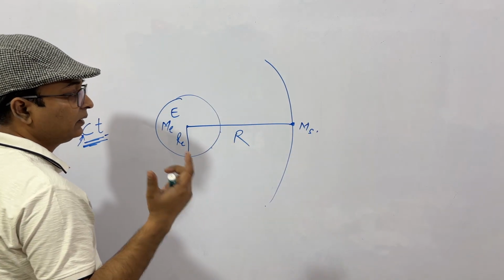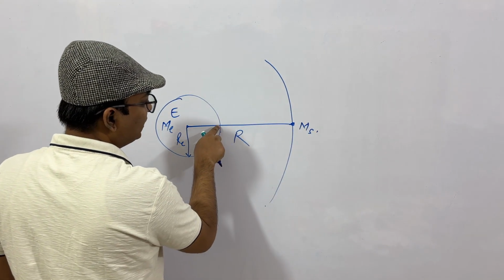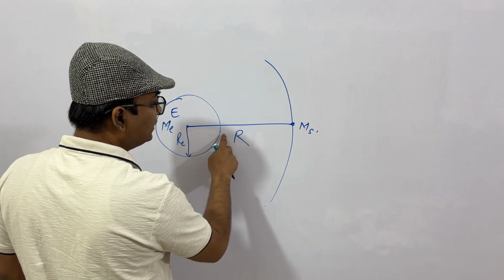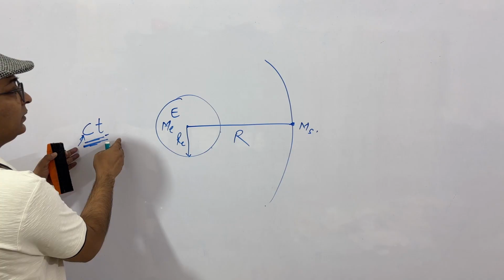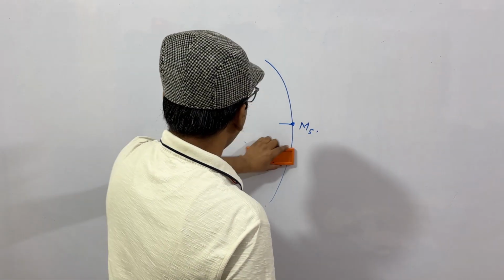So what we'll do? We'll find the total energy here. We'll find what will be the total energy when it reaches the surface of Earth. This energy minus this energy will be this c into t. Okay, this is the concept. Let's start.